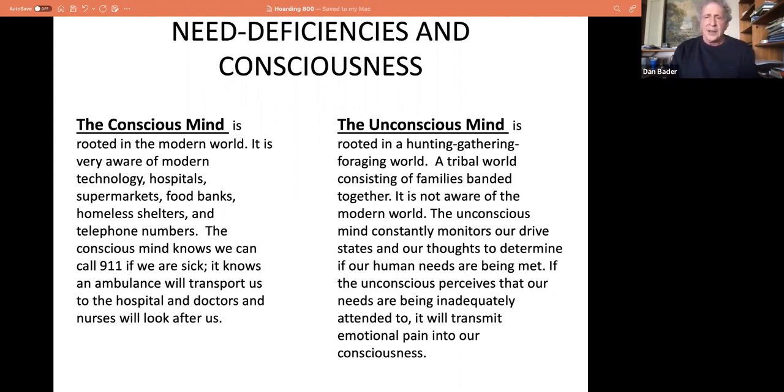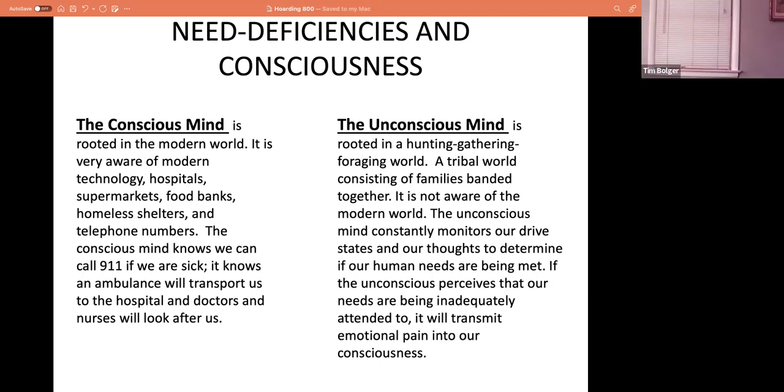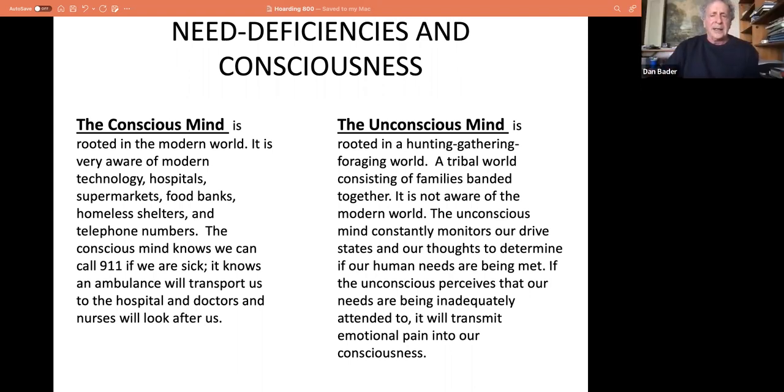The unconscious mind is rooted in a hunting, gathering, foraging world, a tribal world consisting of families banded together. It is not aware of the modern world. The unconscious mind constantly monitors our drive states, hunger, thirst, etc., and our thoughts to determine if our human needs are being met. If the unconscious perceives that our needs are being inadequately attended to, it will transmit emotional pain into our consciousness. So we have the unconscious mind checking out what kind of shape our human needs are in at a given point in time, and it is not aware of the modern conveniences that we have. Hopefully we don't lose them.